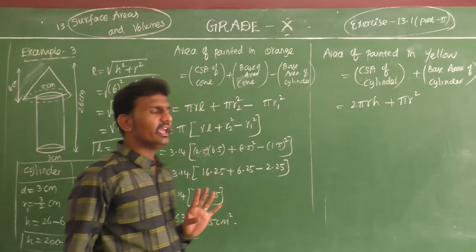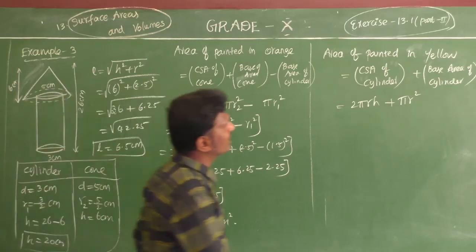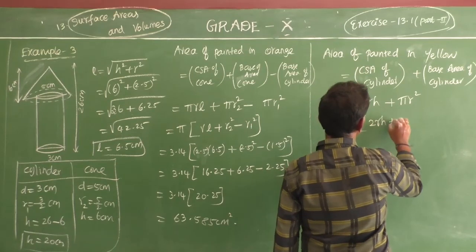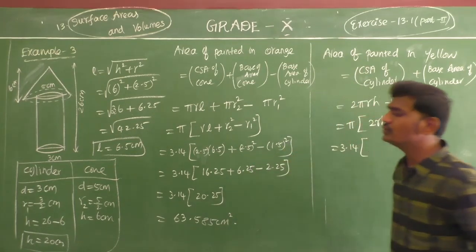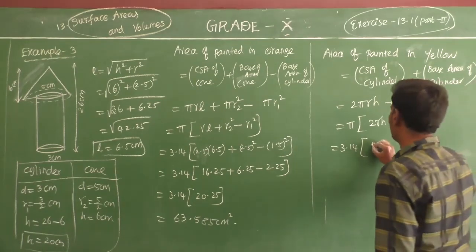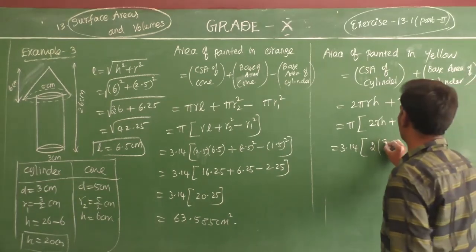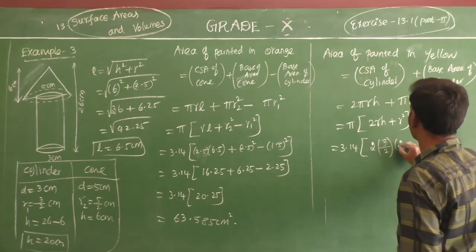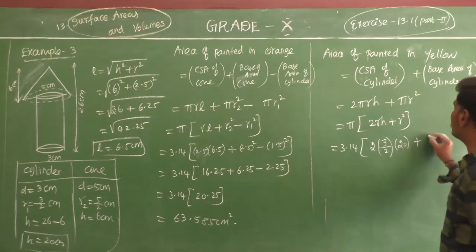Don't confuse. Okay. Now the CSA of the cylinder is 2 pi r h, and here also pi is common, so I'm taking it outside: pi times 2rh plus r square. Now pi is 3.14 into 2 into the radius. What is the radius of the cylinder? It is 3 by 2, R1. The height of the cylinder is 20, plus the radius 3 by 2, that is 1.5, whole square.